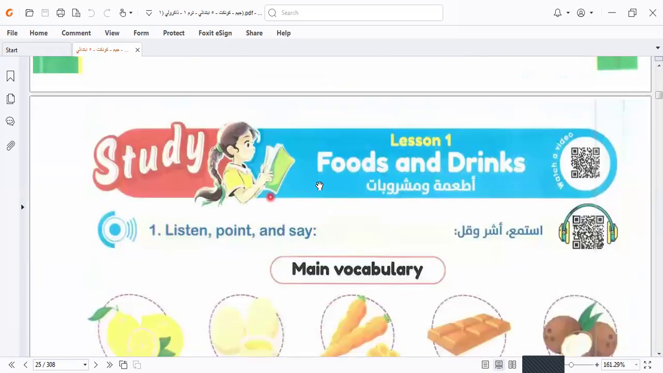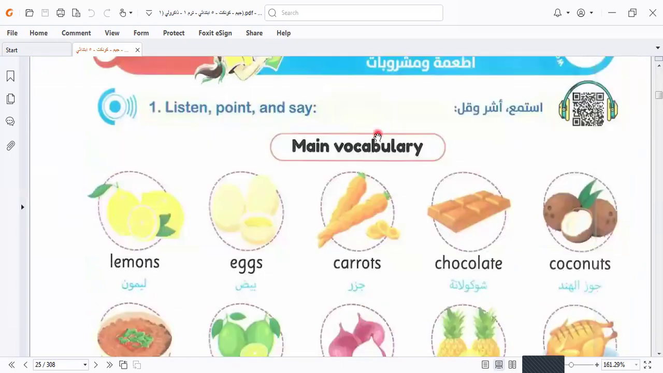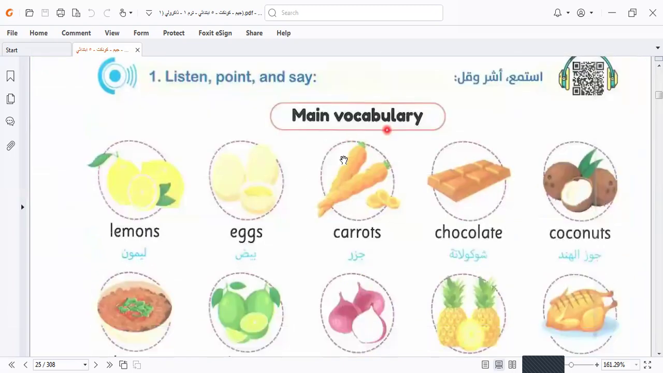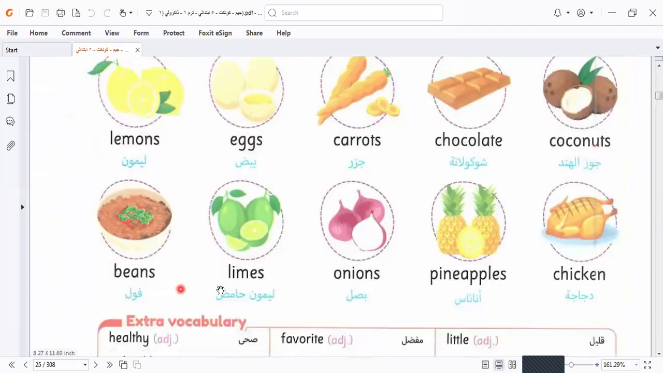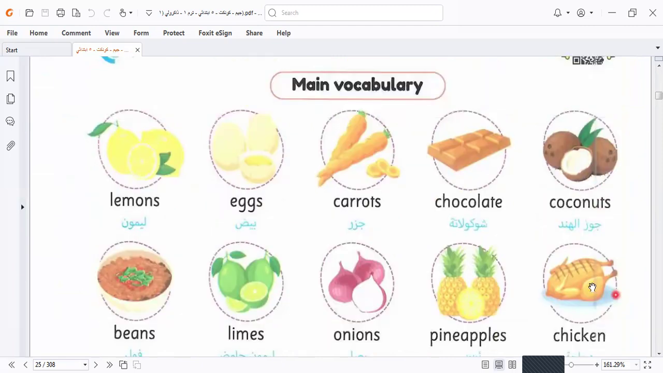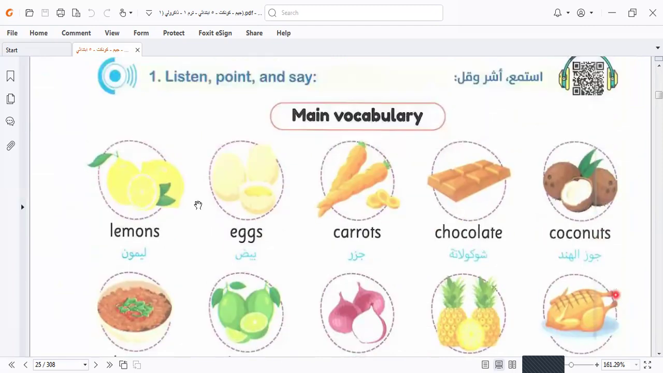Here we have foods and drinks. Okay, let's read the vocab of this one. Here we have the main vocab of note. We have here lemons, eggs, carrot, chocolate, coconuts, beans, limes, onions, pineapples, chicken. I will repeat this vocab, and I would like you to repeat with me.